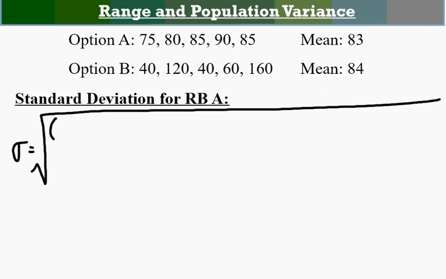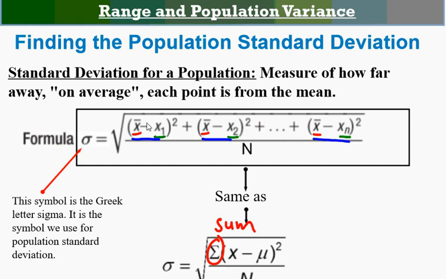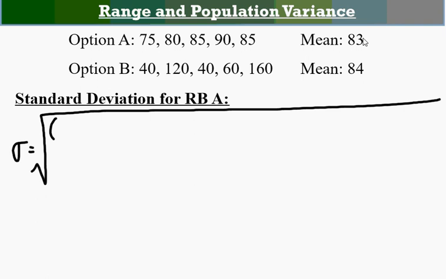So it honestly doesn't matter if you do the mean minus the data point or the data point minus the mean. Maybe just to be consistent, I'll go back and look. It looks like they're doing the mean minus the data point. So the mean here is 83. So I'll start with 83 for all of these. So it'll be 83 minus 75. Then this first point is 8 away, and I square it. Plus, next point, 83 minus 80. Square that, because it's 3 away.